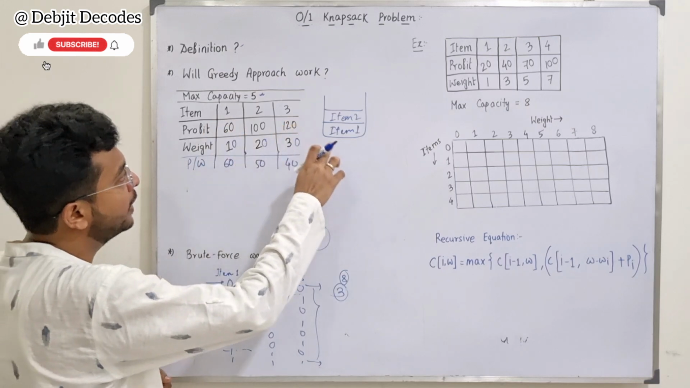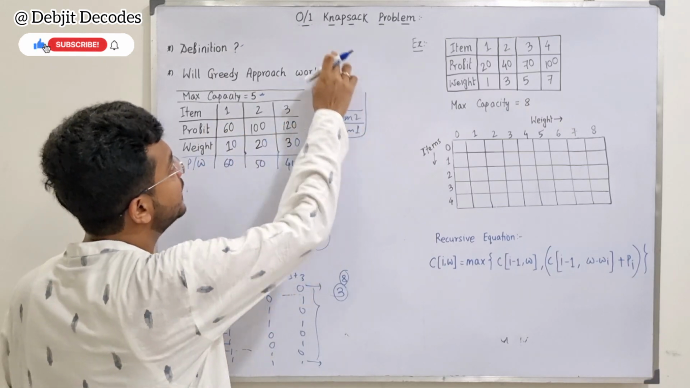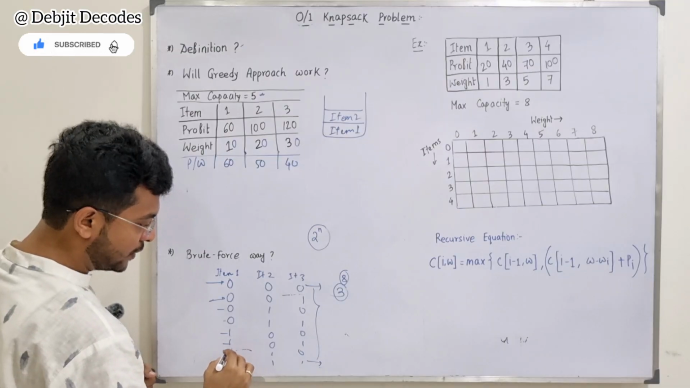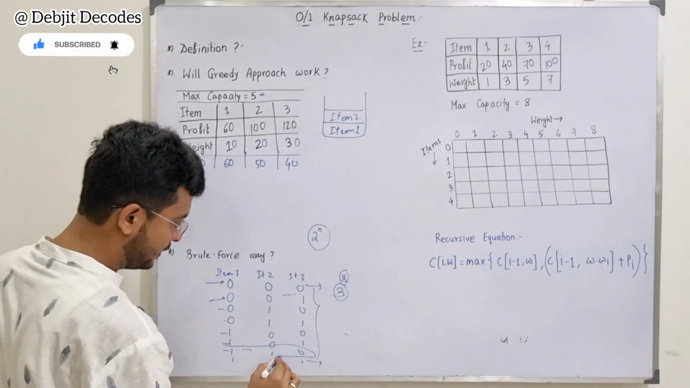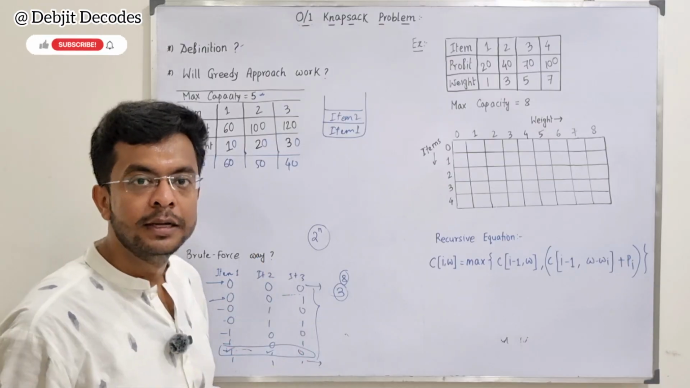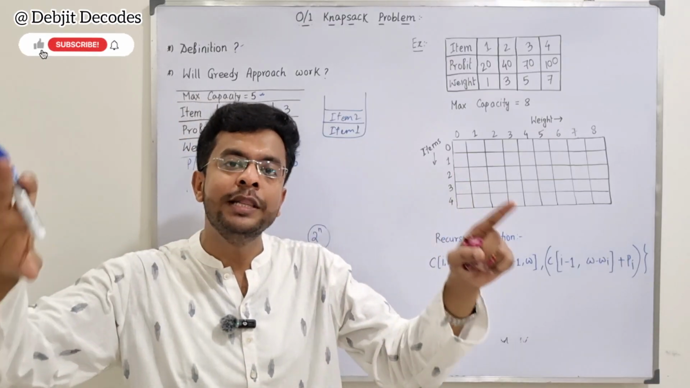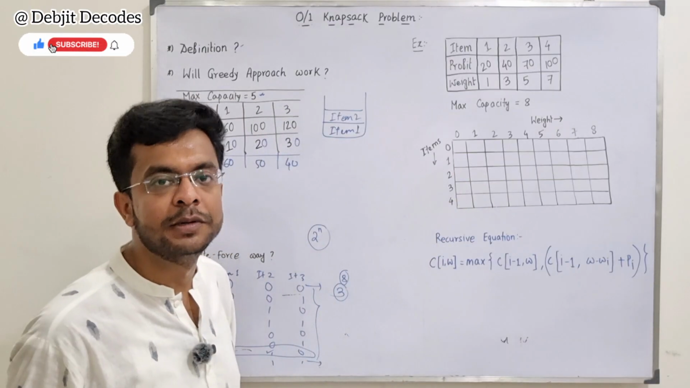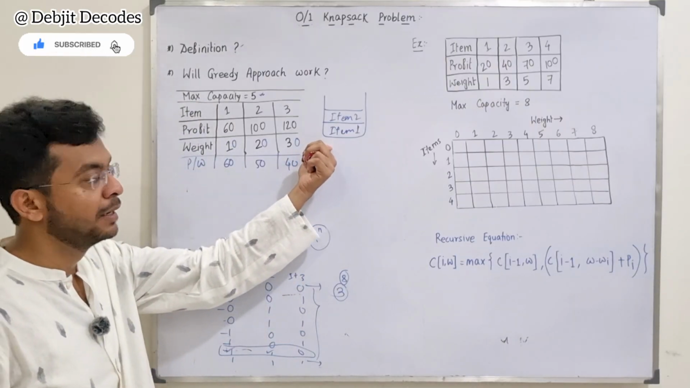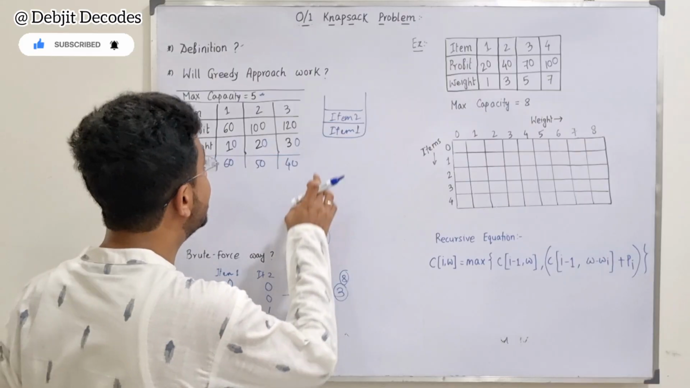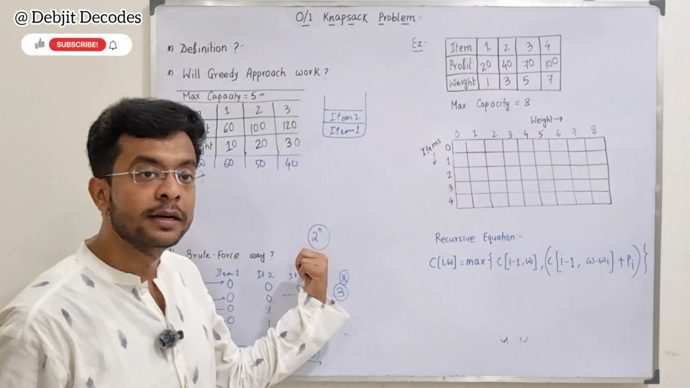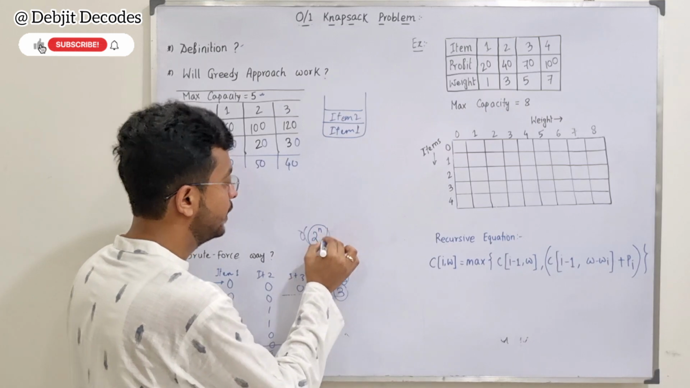If item 1 and item 2 are picked in case of 0-1 knapsack, then what is the answer here? The first two will be 1. This is 1, the item 1 is picked, item 2 is picked, and item 3 is not picked. If you explore all the possible solutions, this will surely give you the optimal solution. So 1, 1, 0 is the optimal solution in this example. But to find the optimal solution in the brute force way, it is taking 2 to the power n, that is order of 2 to the power n.